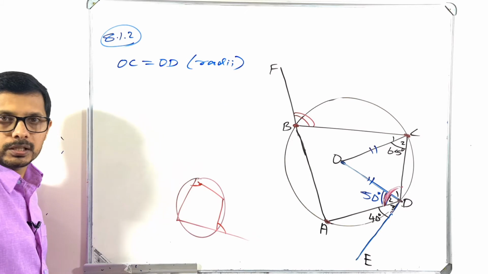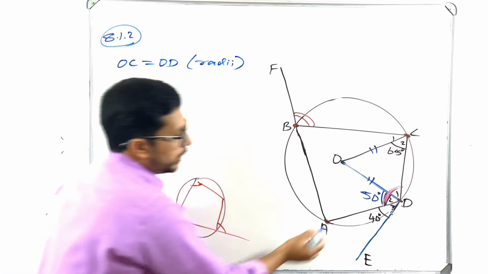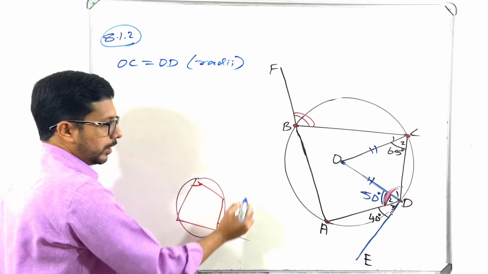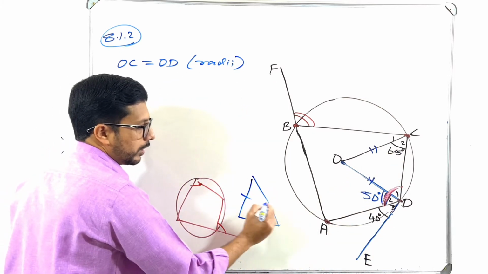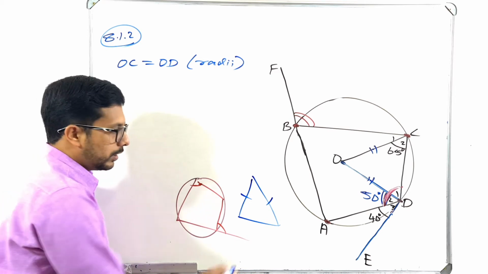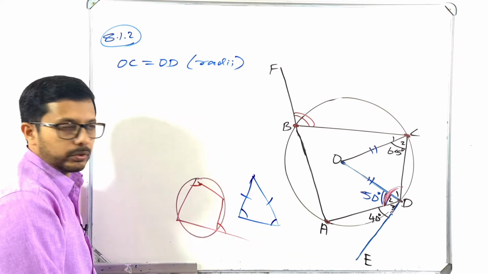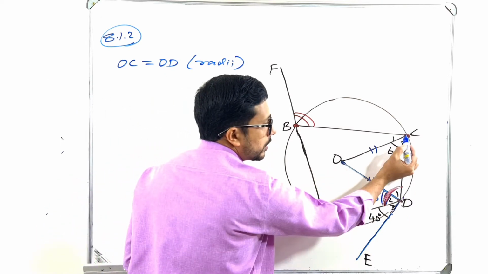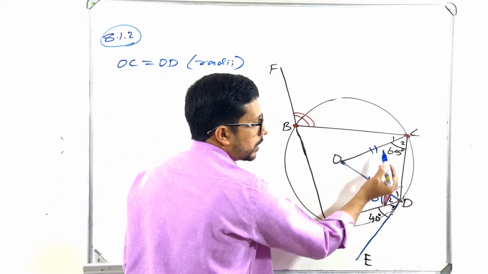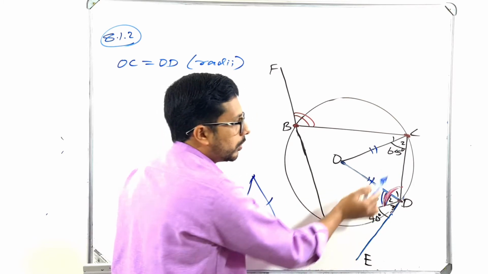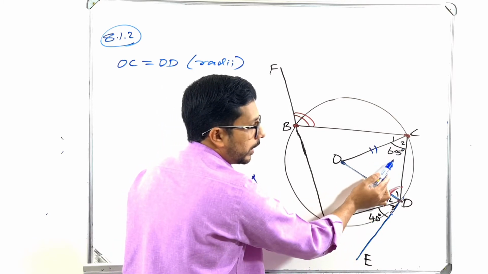Radius of the circle. Okay, so if these two lines are equal, then the opposite angles are also equal. In an isosceles triangle, if these two sides are equal, then the opposite angles are also equal. So in this triangle, this is an isosceles triangle. These two sides are equal, which means the opposite angles are also equal. So here, what is the opposite angle? Here, what is the angle? 65.